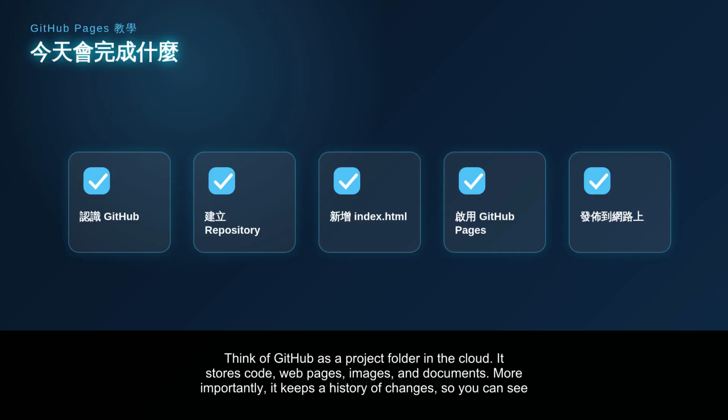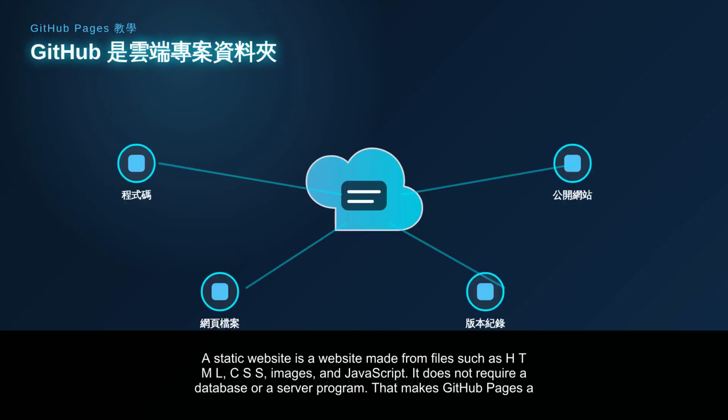Think of GitHub as a project folder in the cloud. It stores code, web pages, images, and documents. More importantly, it keeps a history of changes, so you can see what was changed, when it was changed, and why. A static website is a website made from files such as HTML, CSS, images, and JavaScript. It does not require a database or a server program. That makes GitHub Pages a simple and useful way to publish a learning project.